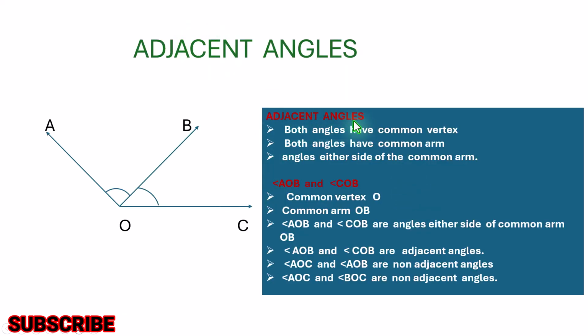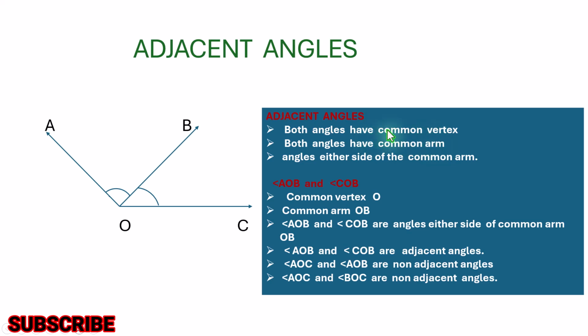There are three important properties of adjacent angles. If these three properties hold, the angles are adjacent angles. First property, both angles have a common vertex. Second, both angles have a common arm. Third, the angles lie on either side of the common arm. If these three properties hold for two angles, then those two angles are adjacent angles.